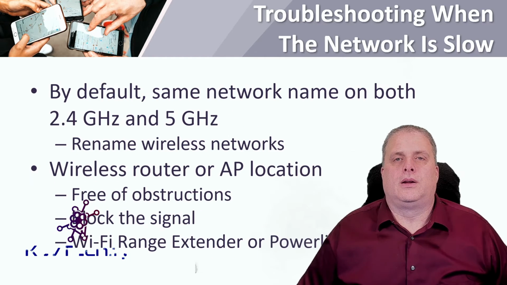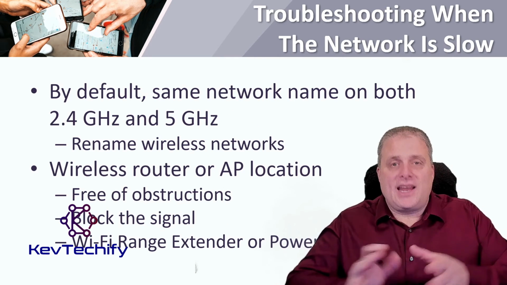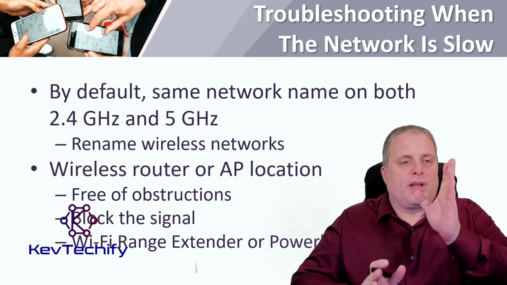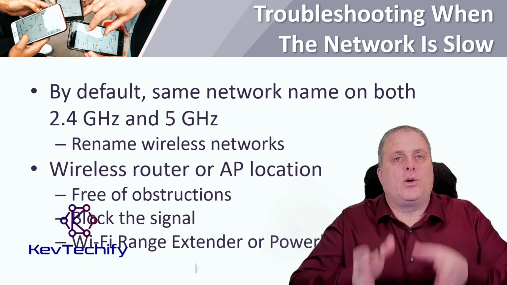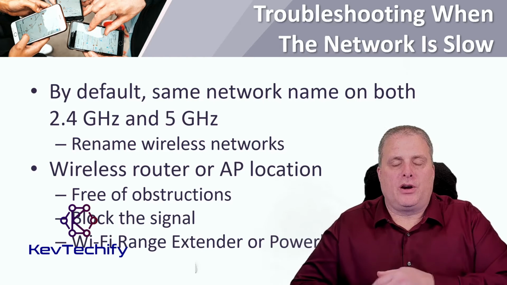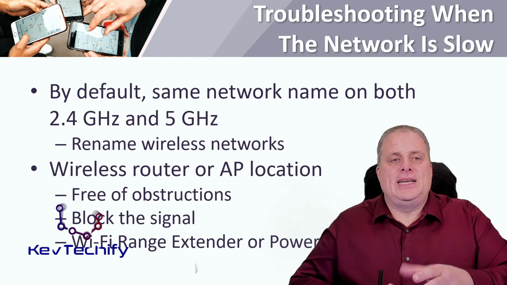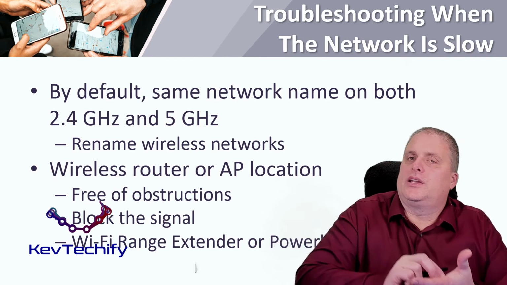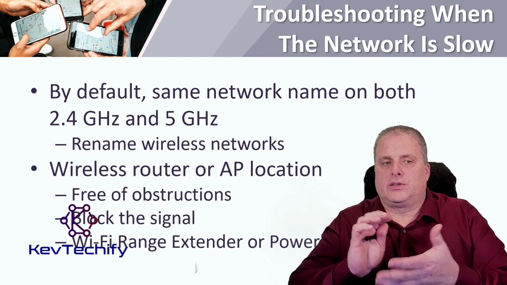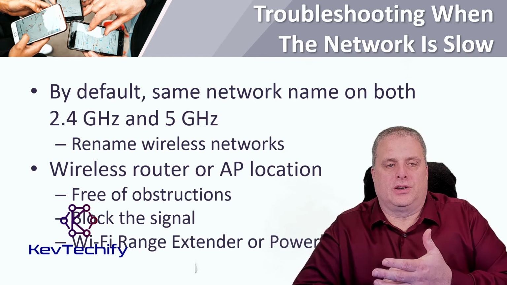By default, a lot of access points operate on both the 2.4 gigahertz and the 5 gigahertz, but they name those networks the same. And when you pull out your smartphone and you see the name of that SSID, you don't necessarily know if you're connecting to the 2.4 gigahertz or the 5 gigahertz.